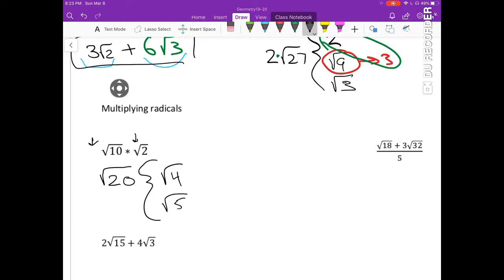All right, square root of 4 is a perfect square. It comes out as a 2. And my final answer here would be 2 square root 5. I have to make sure I do that.